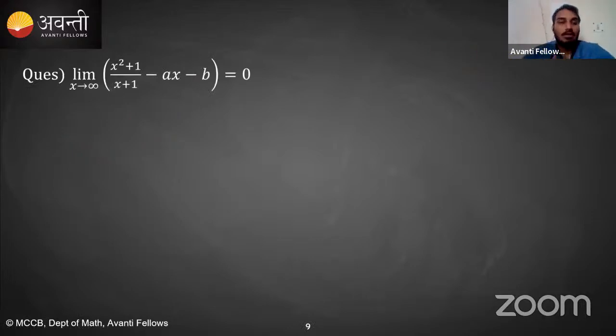So now the third question. Again, please mark this as an important question, everyone. The question says that limit x tending to infinity, (x square plus 1 upon x plus 1) minus ax minus b is equal to 0. That means the limit of this expression is 0. Then find a and b. That is the question. If the limit of this expression is given, then find a and b. Clear?